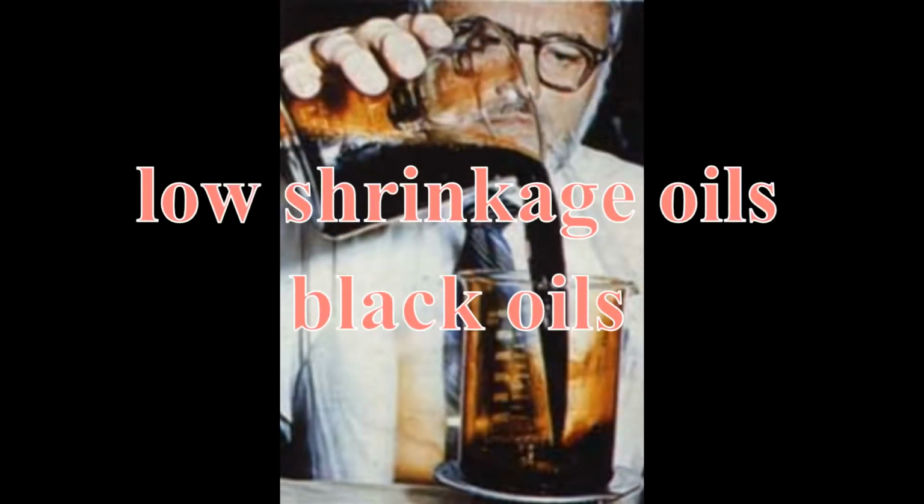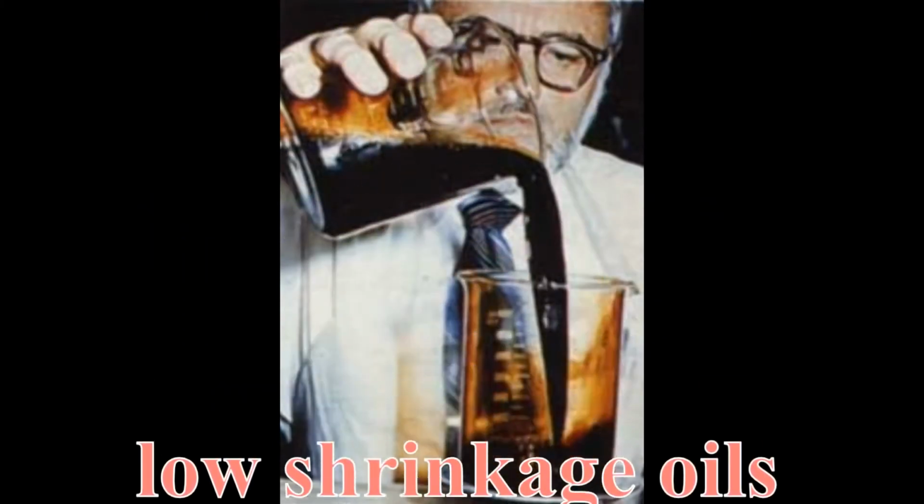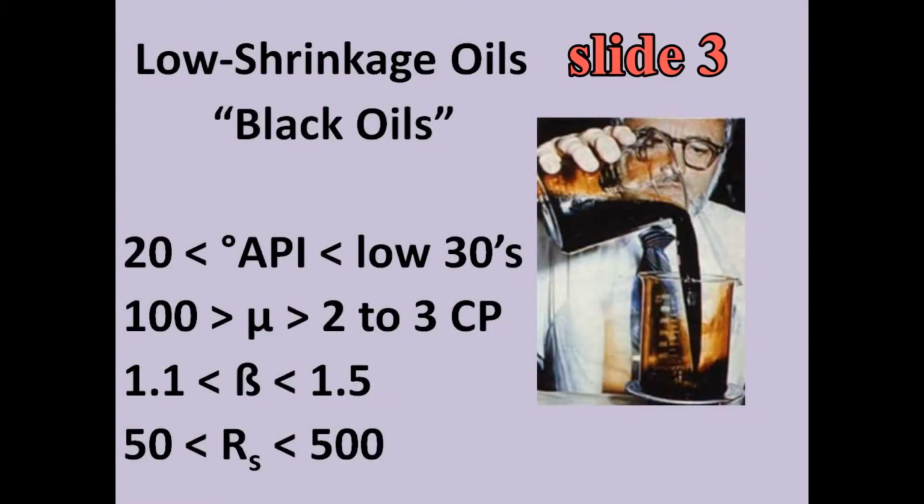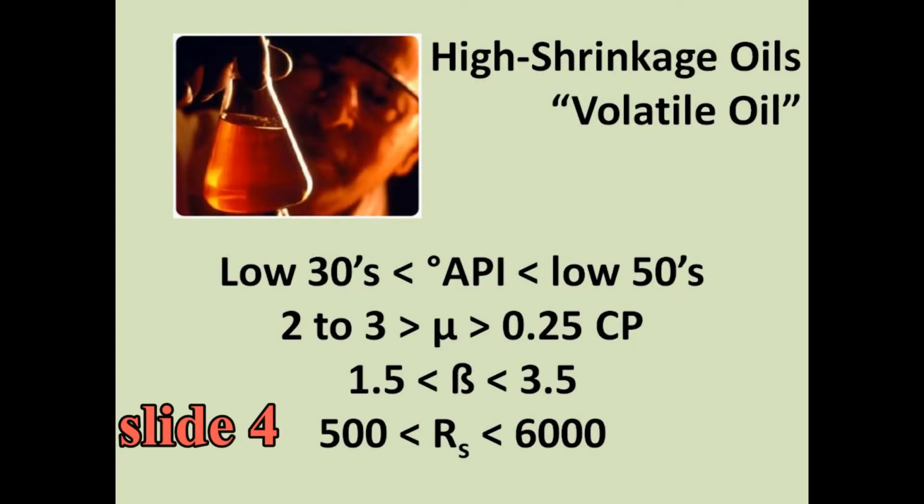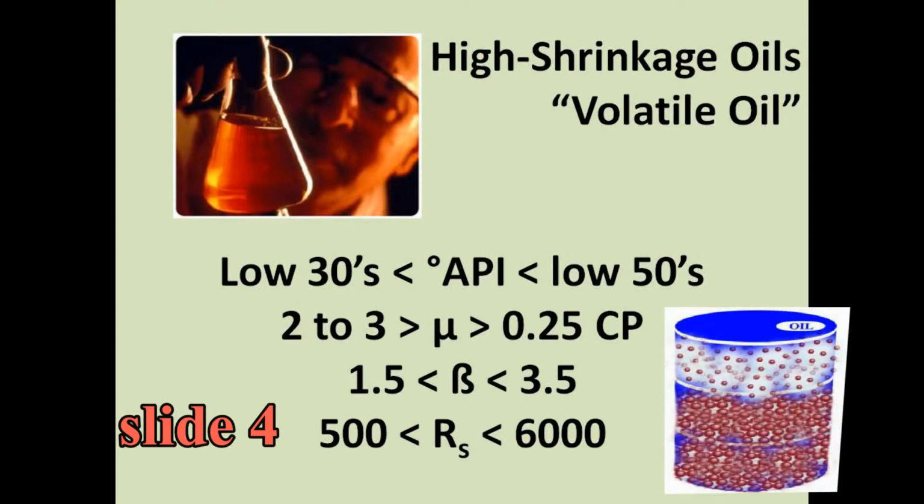Slide 3 shows the classification of low shrinkage oils, or black oils. As you can see, the API gravity is getting higher and the viscosity is getting lower. More lighter hydrocarbons are in the mixture. Slide 4 shows high shrinkage oils or volatile oil. As the word volatile implies, this substance can easily change into gas, so its shrinkage is higher and its RS is also higher. A large volume of gas is usually found in volatile oils.